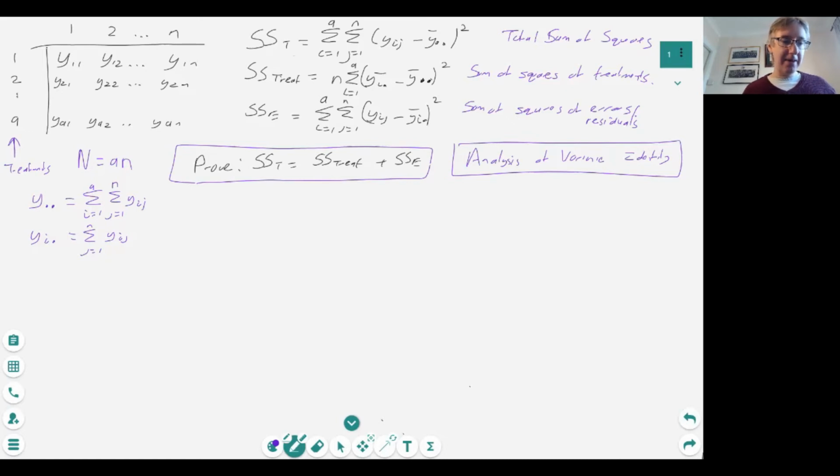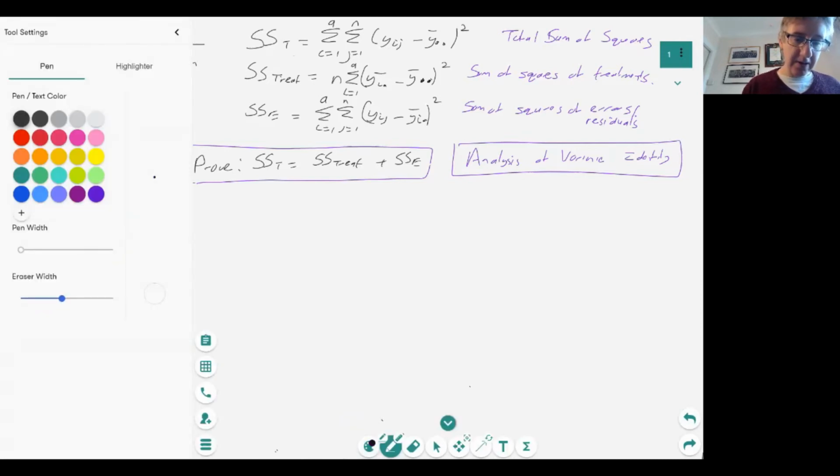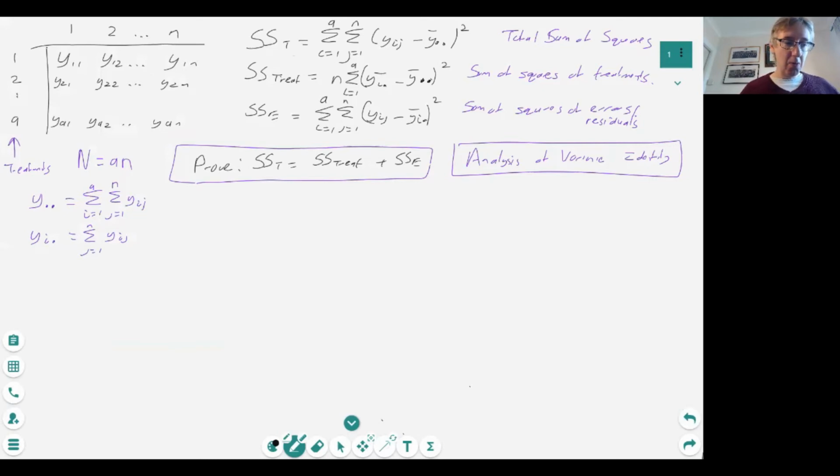So let's think about how we might do this. Okay, well, let's write down what the total sum of squares is. So we're just going to use this definition. Okay, so what are we doing here? We're taking each of these data points, so each of these yij's, and we are subtracting the y bar dot dot from them.